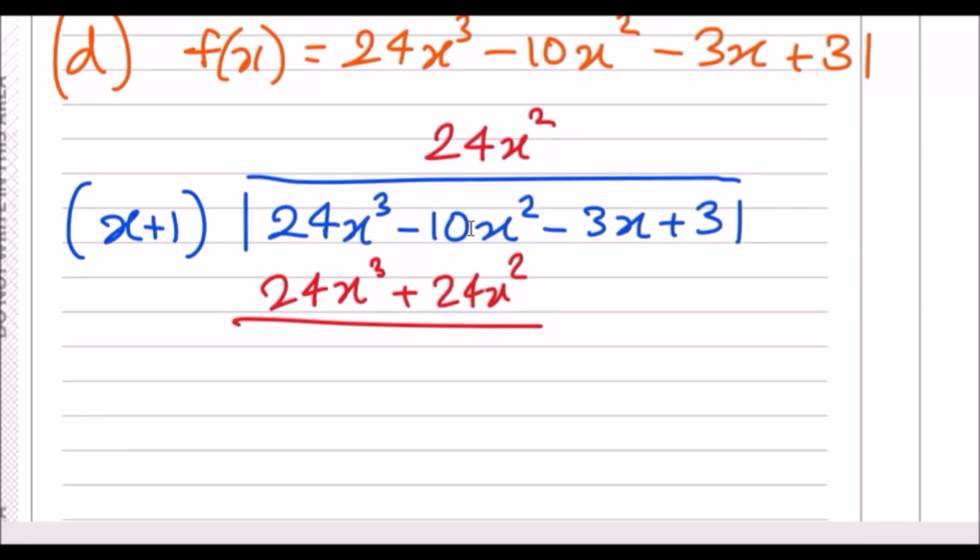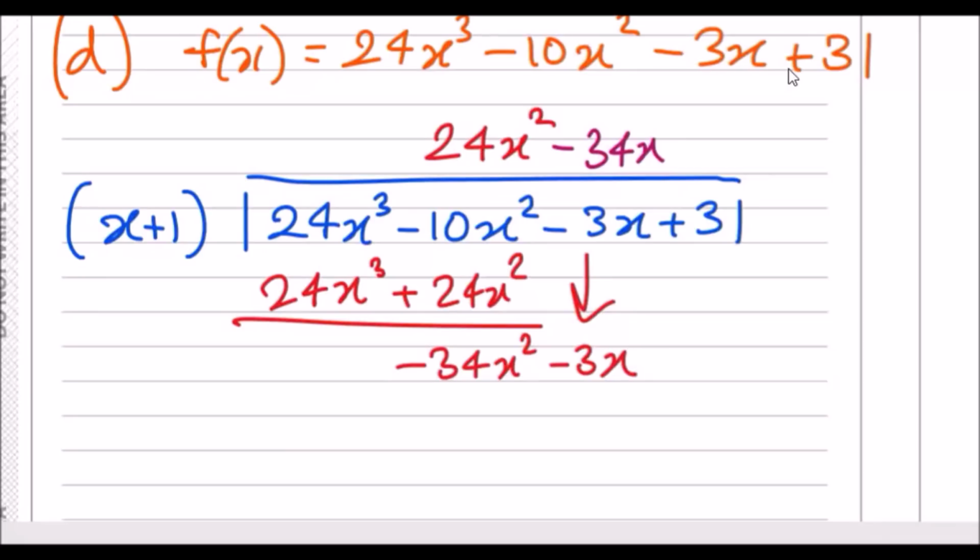Next, you do minus 10x squared, subtract 24x cubed, x squared, and you should get minus 34. And now drop this down, because this is just long division, and then repeat the procedure. Now we ask ourselves, how many times does x fit into minus 34x squared? Again, just divide them and you're left with minus 34x.